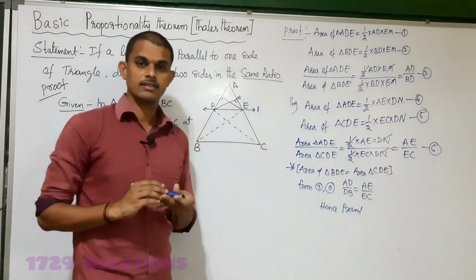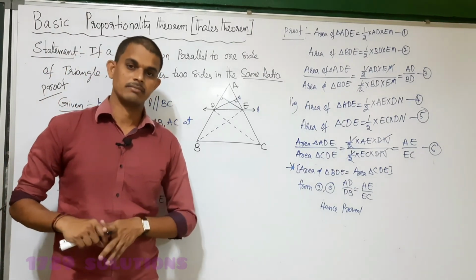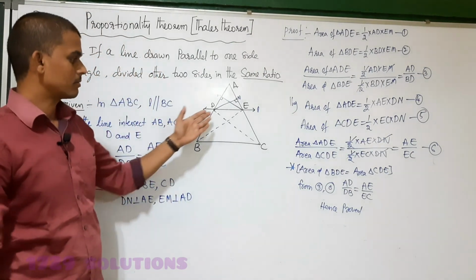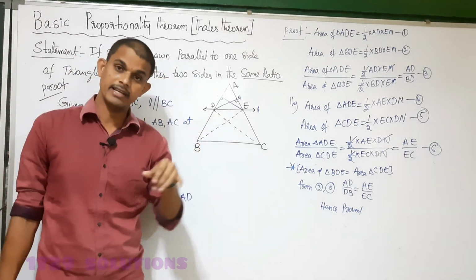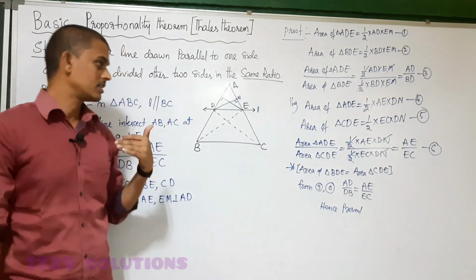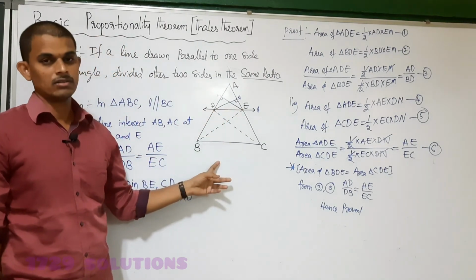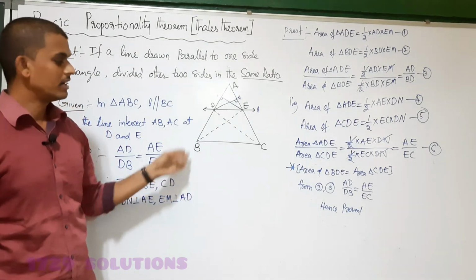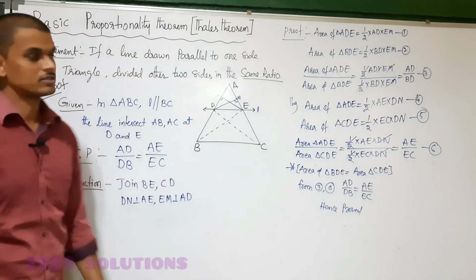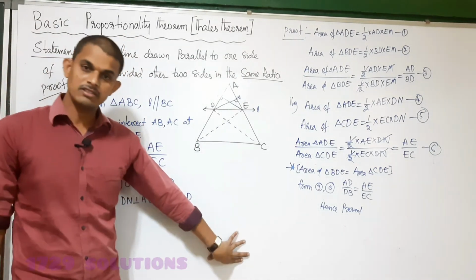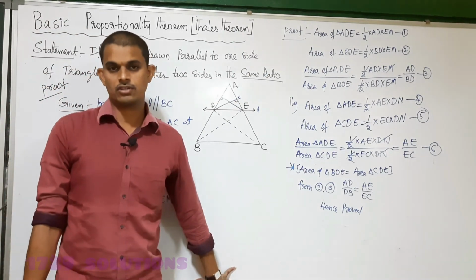Don't forget, this is the basic proportionality theorem. Once again, remember the statement: a line parallel to one of the sides of a triangle will divide the remaining two sides in the same ratio. Concentrate on this theorem. The whole of exercise 1 of similar triangles depends on this theorem. So concentrate.